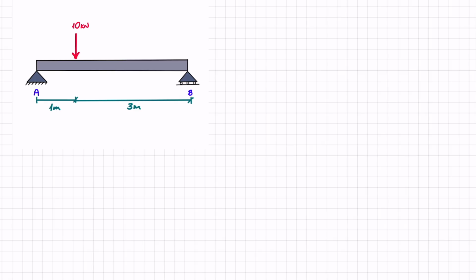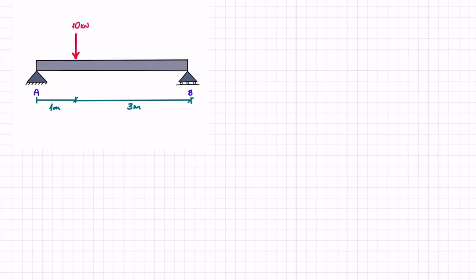So this is my exercise. I've got a simply supported beam. You can see it's 4 meters long in total. At A, I've got a support. At B, I've got a support. Let's first clarify what those supports are, draw this in a simplified manner, and solve the reactions.